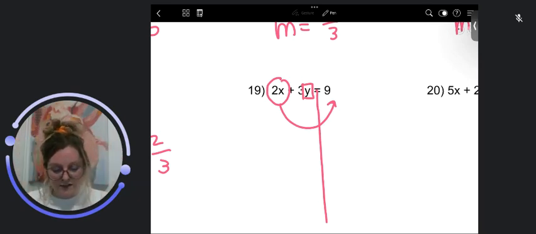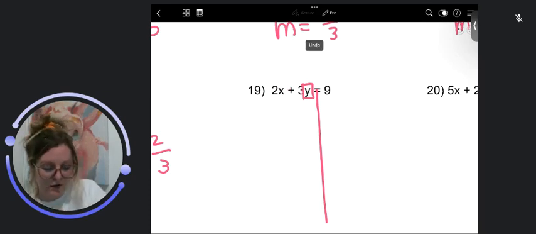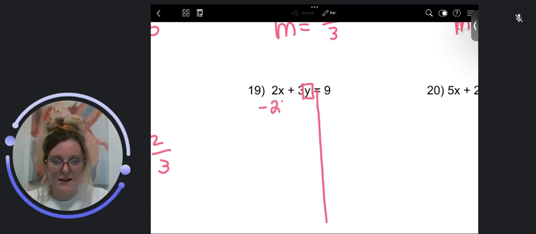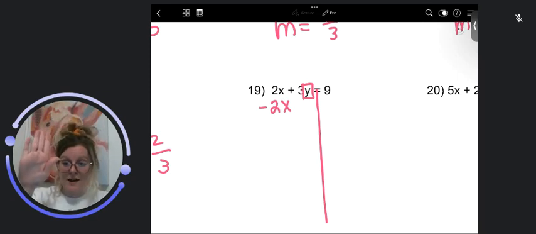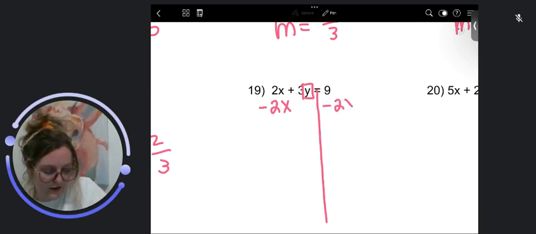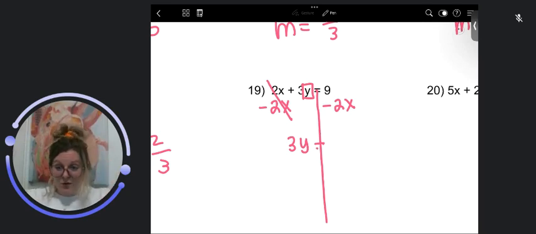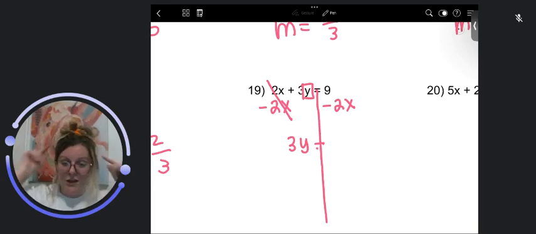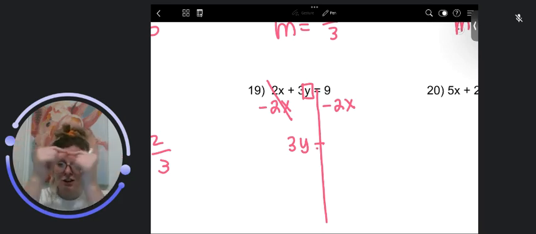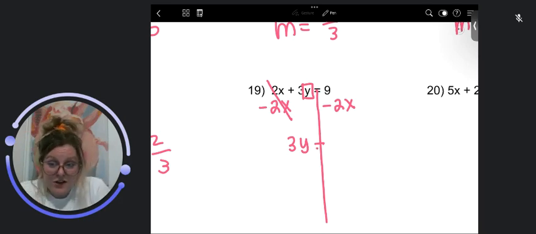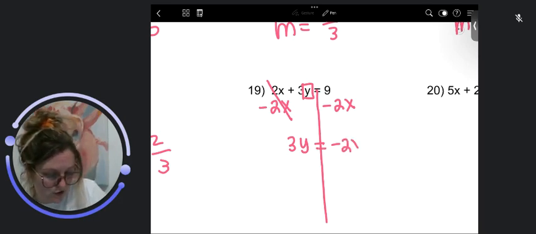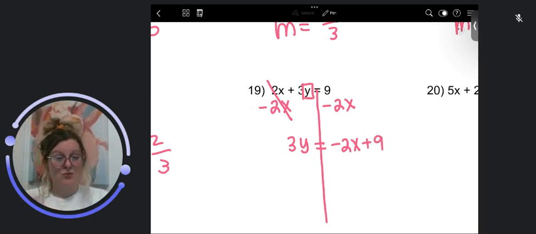So if it's a positive 2x, I'm going to do the opposite of positive and subtract 2x. If I do it on the left side of the line, I also have to do it on the right side of the line. They are going to cancel on the left, so I bring down my 3y. On the right side, we have a conundrum. We cannot combine a number and a number with an x. They are not like terms. So I'm just going to keep them apart. I'm going to put negative 2x. It's a positive 9, so I'm going to put plus 9. And that looks really close to what we want.